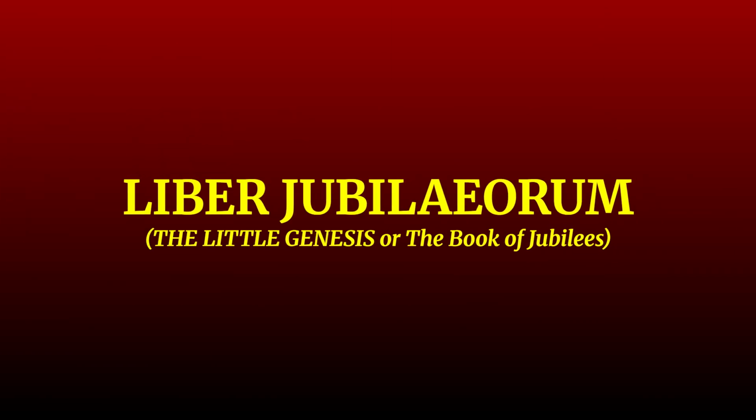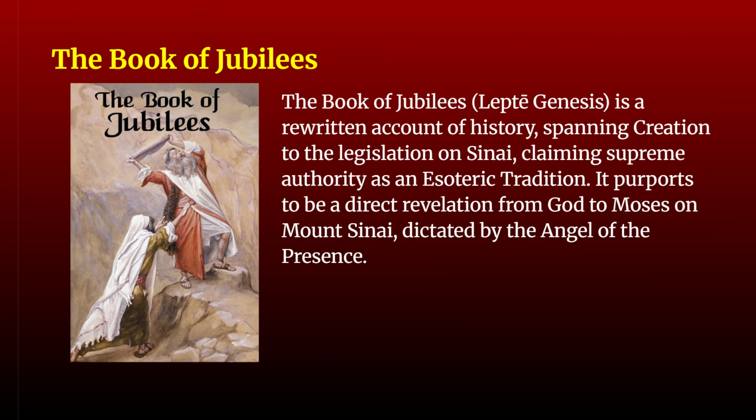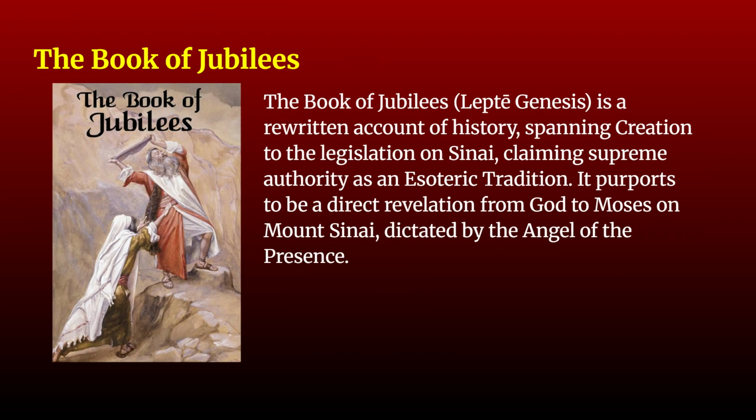Okay, so where this gets interesting is what's known as the Little Genesis, or the Book of Jubilees. The Book of Jubilees really has a lot to say about 7 and the way that the septenary cycles are used for timekeeping. So, the Book of Jubilees is a rewritten account of history spanning creation to the legislation on Sinai, claiming supreme authority as an esoteric tradition. It purports to be a direct revelation from God to Moses on Mount Sinai, dictated by the angel of the presence.